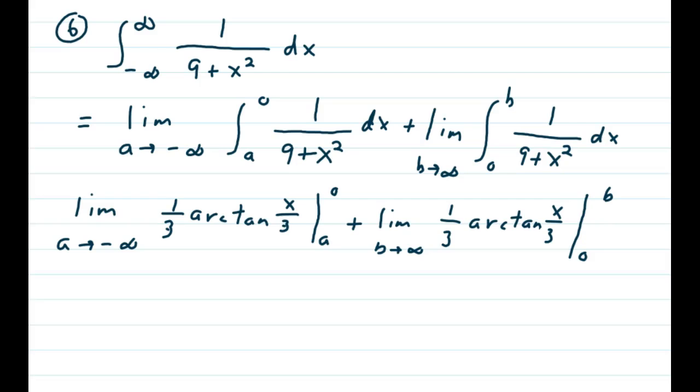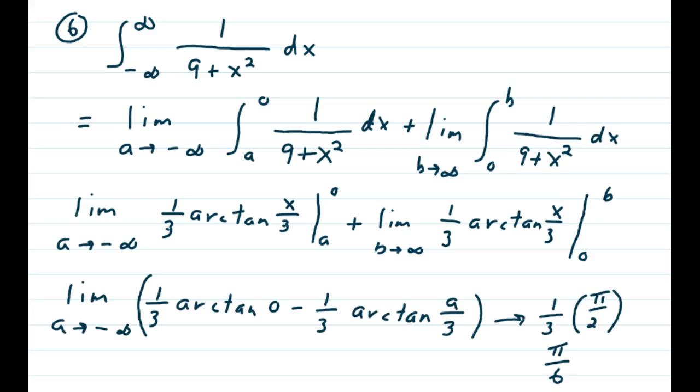So doing the first one, we have the limit as a approaches negative infinity of 1/3 arctan of x over 3 from 0 down to a, and then plus the second one, limit as b approaches positive infinity of 1/3 arctan of x over 3 from b down to 0.